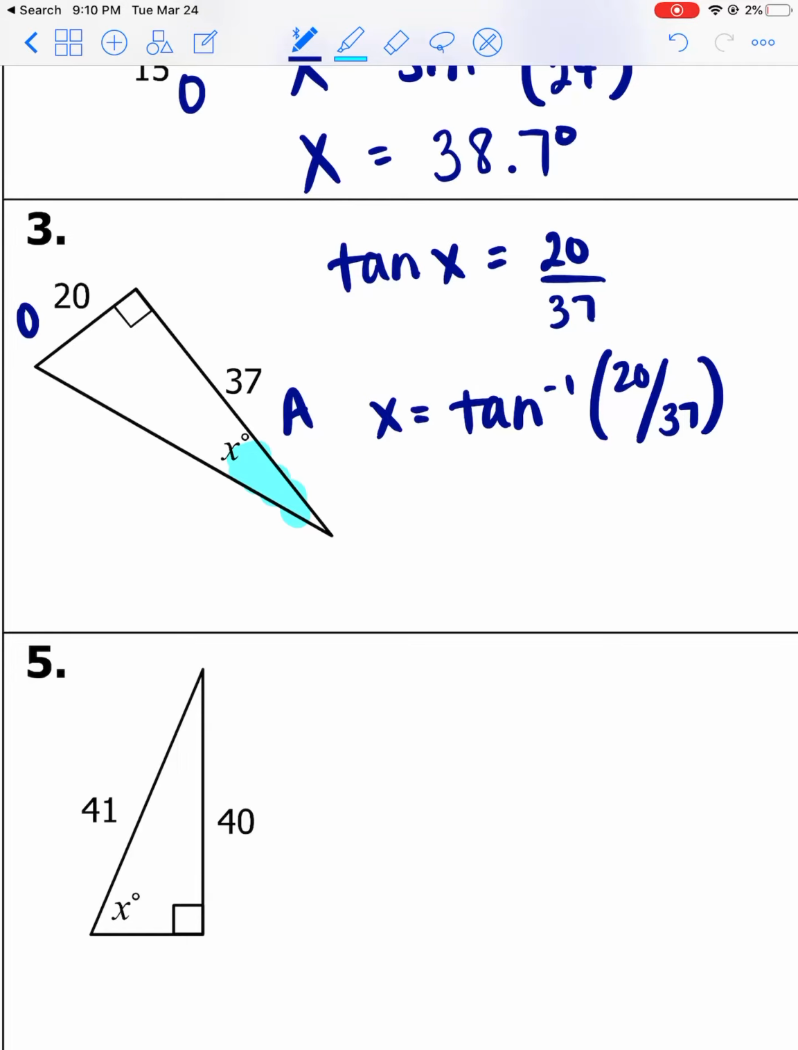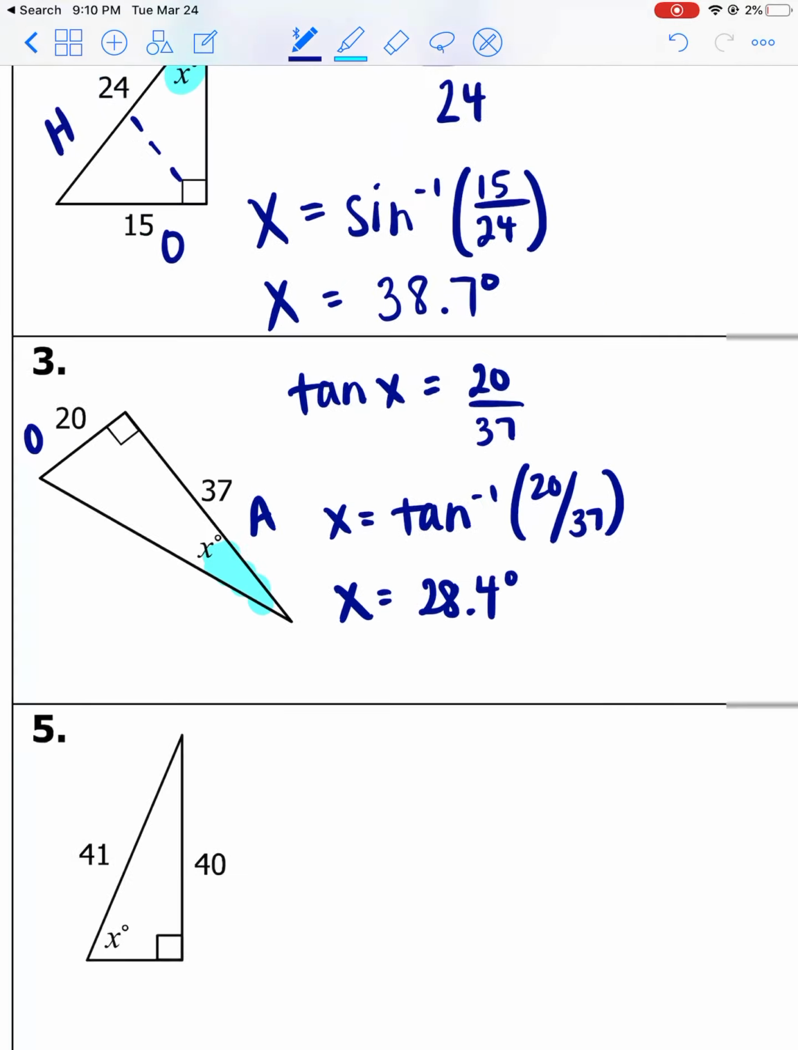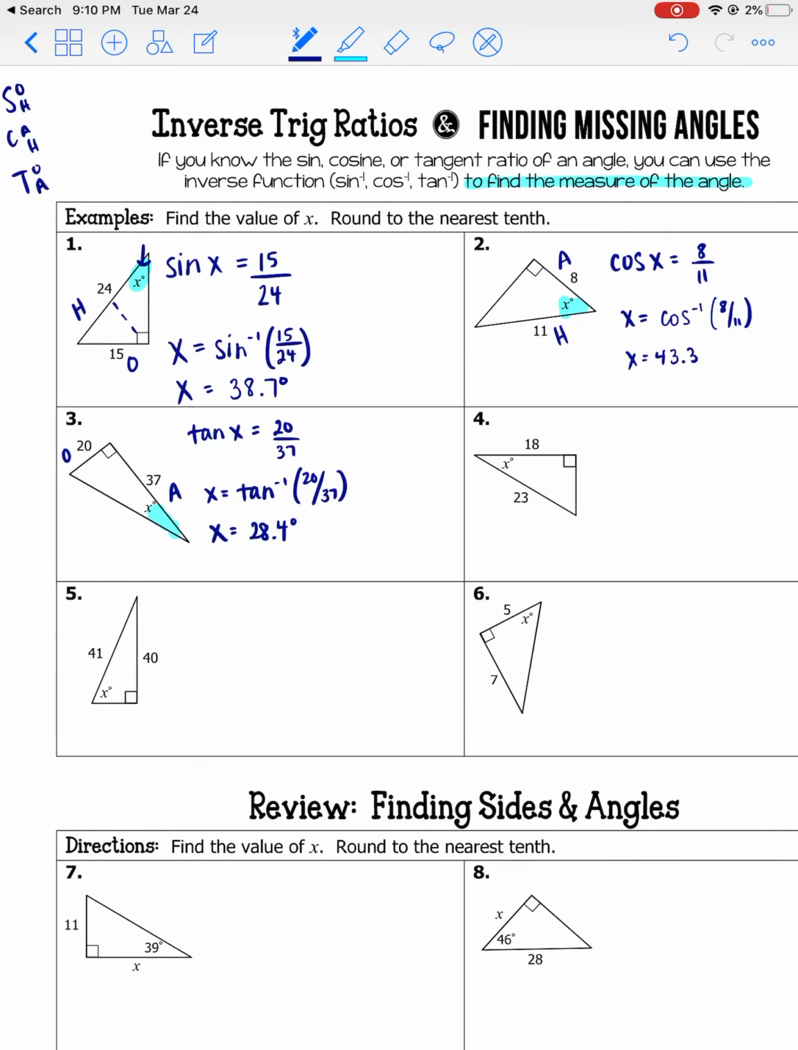I'm going to do this with you guys. Inverse tangent 20 over 37. And you're going to get 28.39, etc. So 28.4. Checking for reasonableness. That is reasonable. We're good. Okay, so I want you to rewatch this if you need.